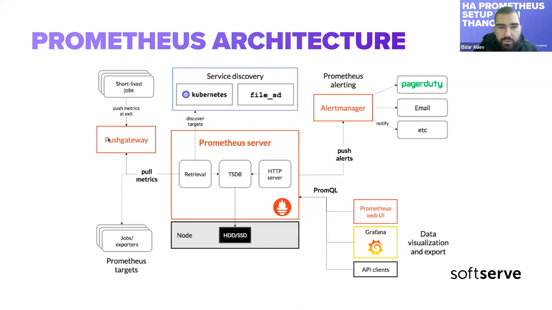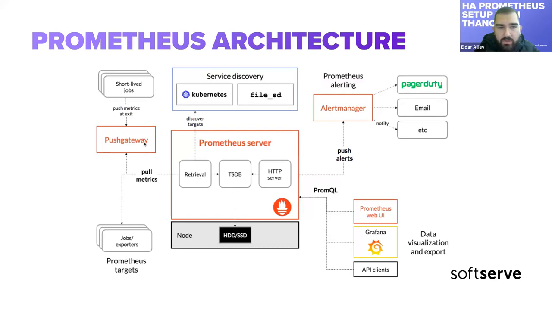Also, we have the push gateway. It's an optional component that we use in Prometheus. Prometheus by default works as a scraper. So in the configuration, we define a set of sources that Prometheus will examine from time to time to get actual metrics. We have a service with an exposed metrics endpoint, and Prometheus will grab the metrics from that endpoint.